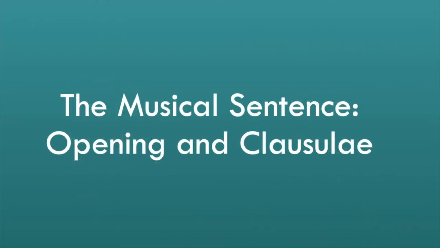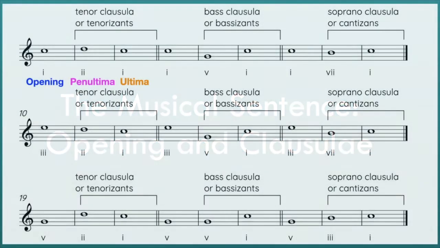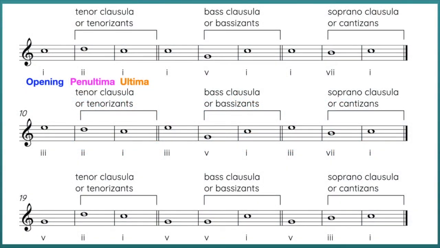The musical sentence, opening and clausulas. These two elements together, the opening of the sentence and the clausulas, are the two necessary minimum elements to create a musical sentence. We will proceed now to create a simple three-part musical sentence. These three parts are: one, the beginning of the sentence, which I often call opening, two, the nota penultima, and three, the nota finalis or ultima.